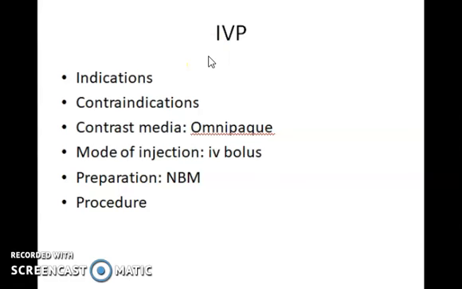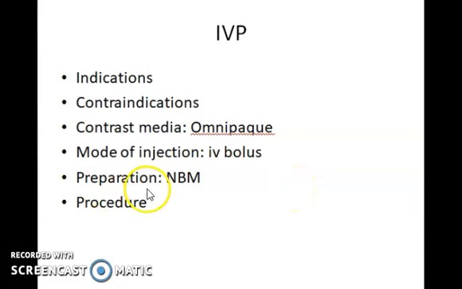So the contrast media which are used for doing this IVP are Omnipaque, which is also called iohexol, or sometimes iodine compounds such as Urografin 60% or Conray 420 or Conray 280 can be used. Then what is the mode of injection? We have to give it by means of an IV bolus injection within 30 to 60 seconds.